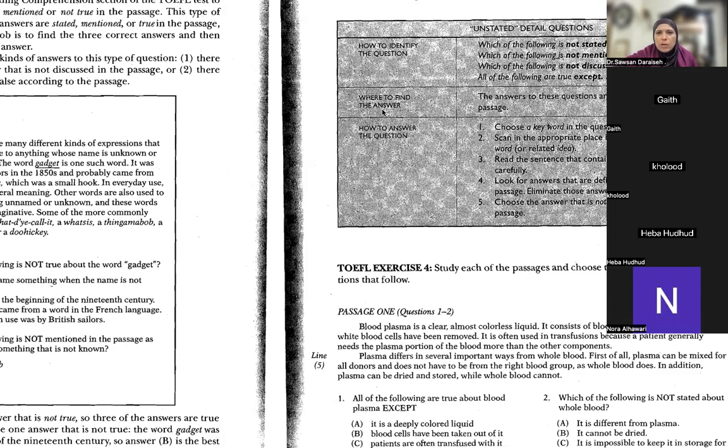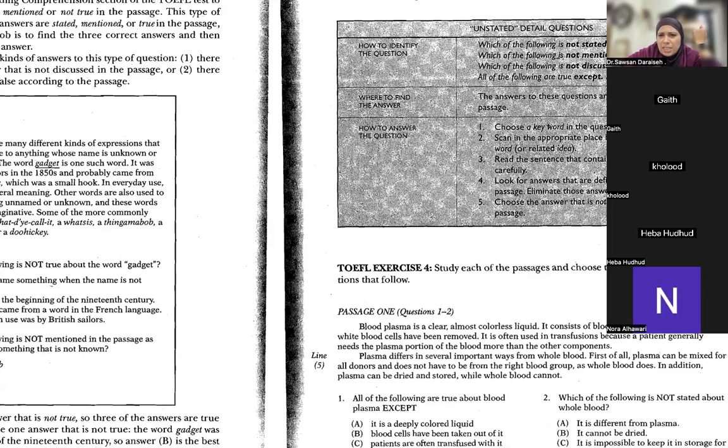Where to find the answer? Where do we find the answer exactly? This is going to be a task that you have to do, really. The answers to these questions are found in order in the passage. Meaning all of them are mentioned, but in order in the passage. What do we do to answer this question? Choose a keyword in the question. We look for a keyword as usual. Scan, do a quick reading in the appropriate place in the passage for the keyword or related idea.